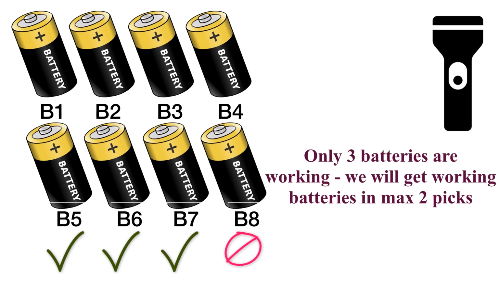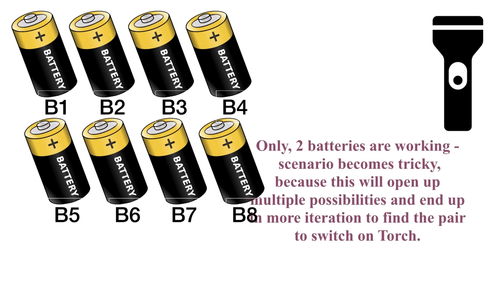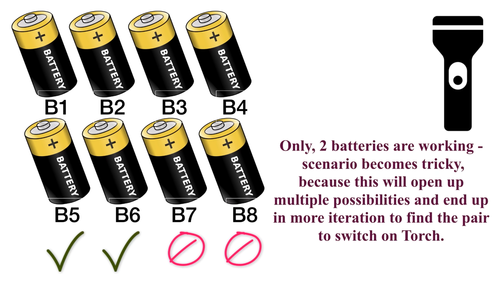If only 3 batteries are working, we will get working batteries in max 2 picks. If only 2 batteries are working, the scenario becomes tricky because this will open up multiple possibilities and end up in more iterations to find the pair to switch on the torch. If only 1 battery is working in the group, then the scenario becomes more complex. Hence, grouping batteries in 2 groups with 4 batteries each is not the correct approach.